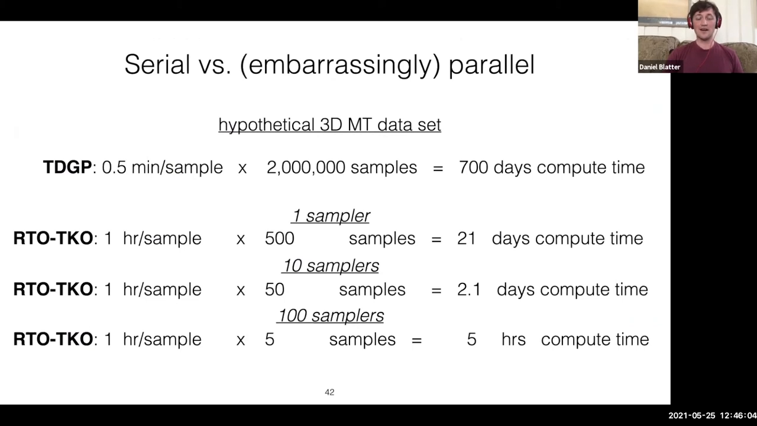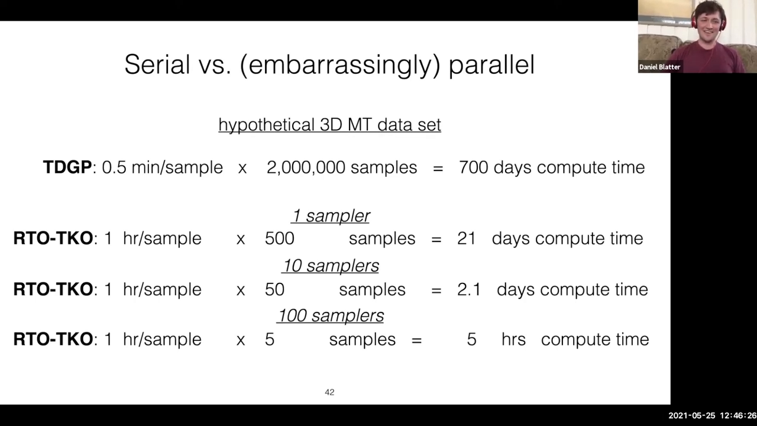So with that in mind, let's do a hypothetical inversion of a 3D MT data set, where now it takes, say, half a minute to do a forward call. And we say we need 2 million samples for the TDGP to converge because there are far more model parameters to sample over. That's 700 days of compute time. That's 2 years. That's not practical.